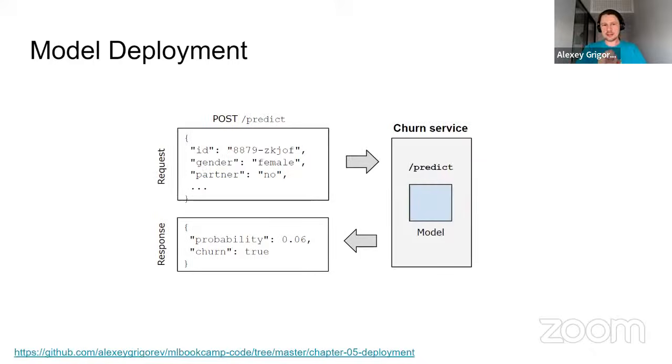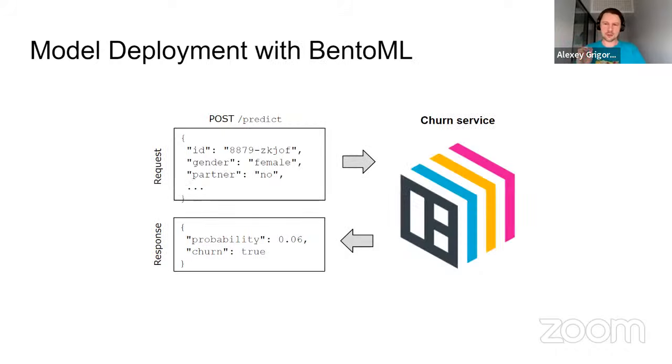So here in this module, we use general purpose tools like Flask for doing this, but there are tools that are specifically designed for deploying machine learning models. And we will cover one of such tools, BentoML, and it will be a separate module.